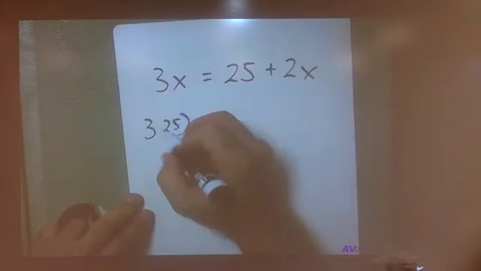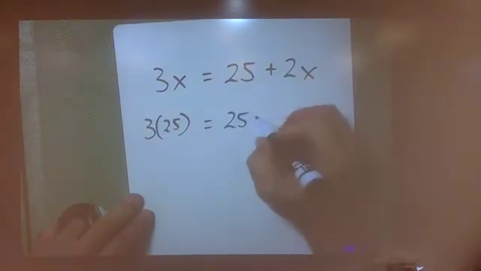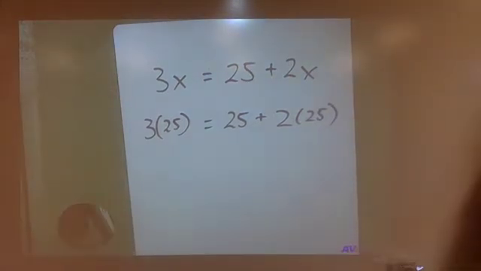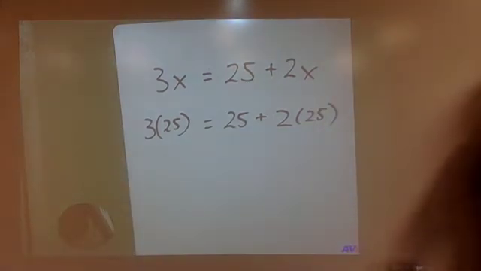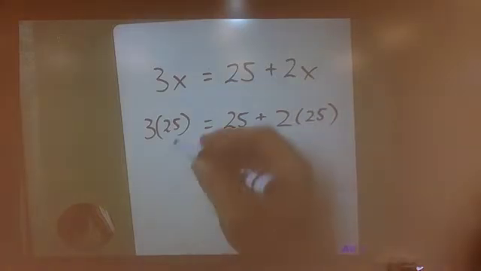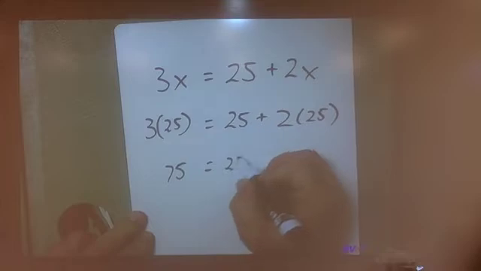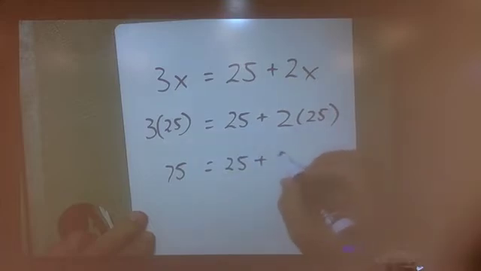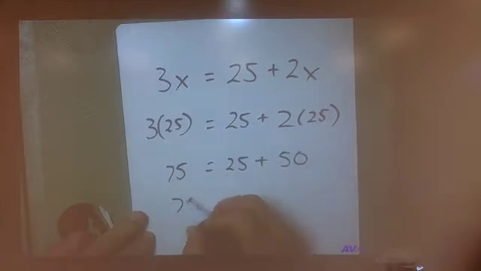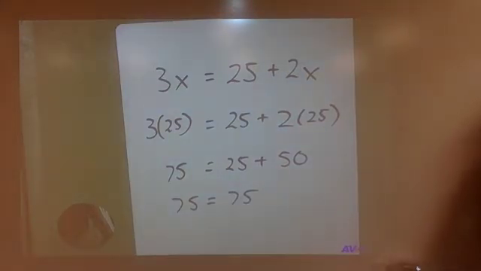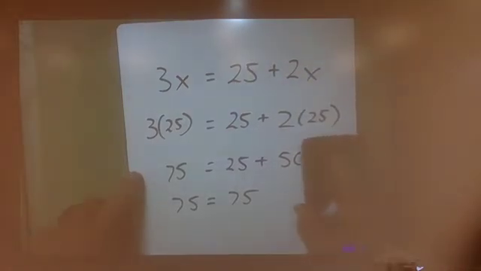3 times 25 is equal to 25 plus 2 times 25. So whatever we figure x is, we substitute that number back in for every x that we have in the problem. 3 times 25 is 75. 25 plus 2 times 25 is 50. And sure enough, 25 plus 50 is 75. We get 75 equals 75. That's true. That means we solved it correctly. The answer to that problem is, in fact, x equals 25.